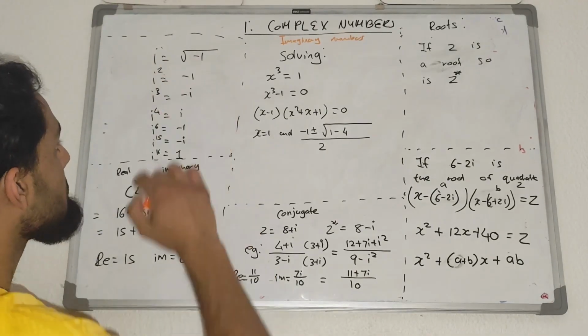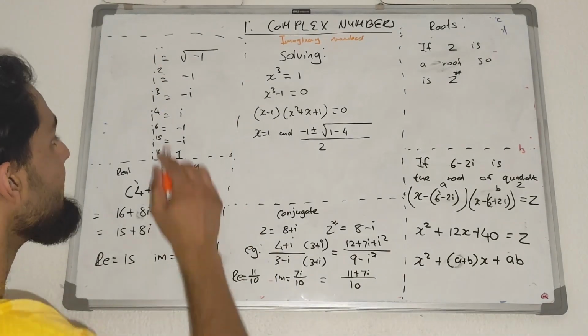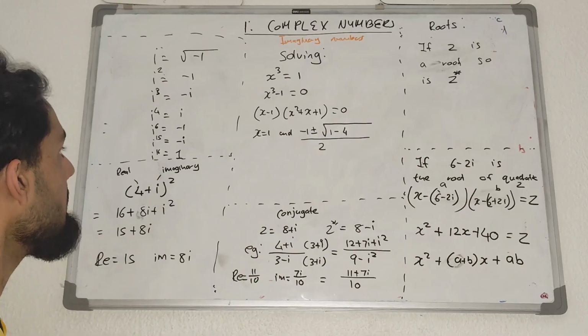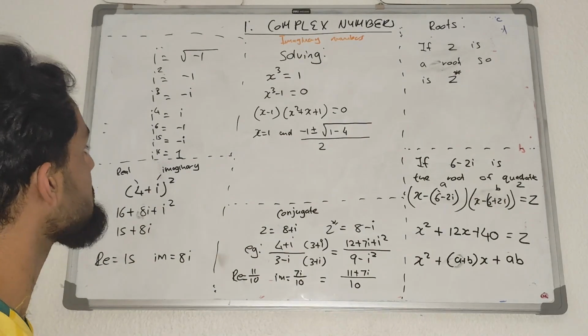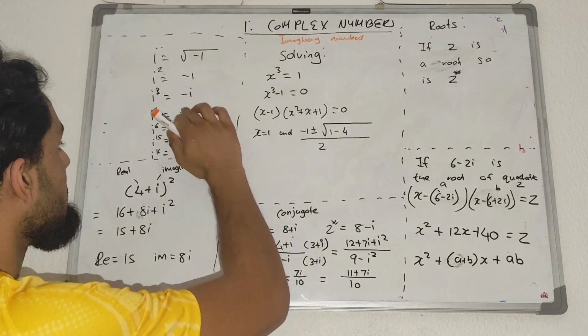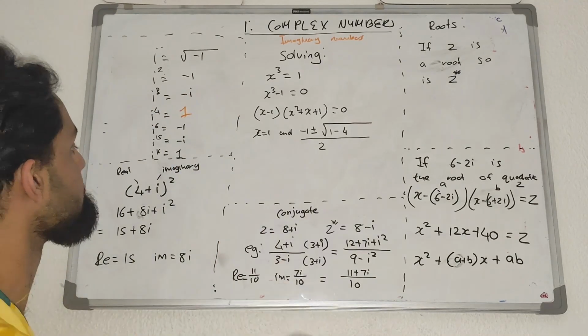And that's how we get that i is equal to the square root of -1, which makes i squared equal to -1, which means i to the power of 3 is going to be equal to -i, which means i to the power of 4 is going to be equal to, I have i here, that's a mistake, is going to be equal to 1.